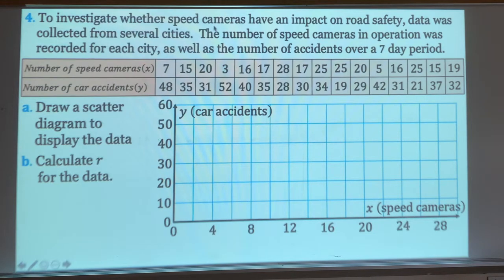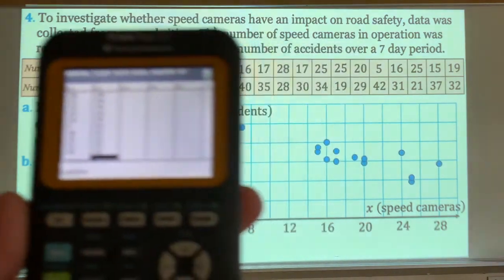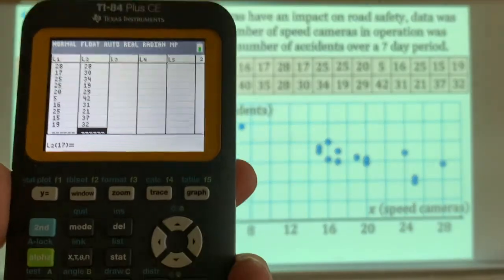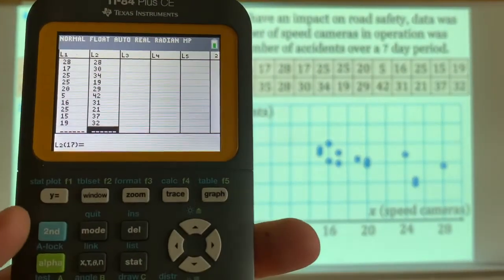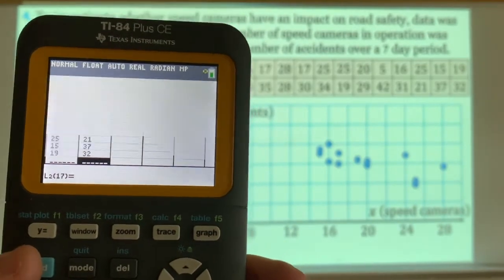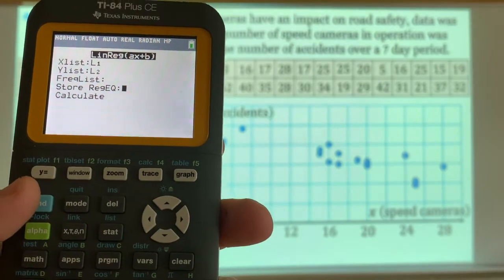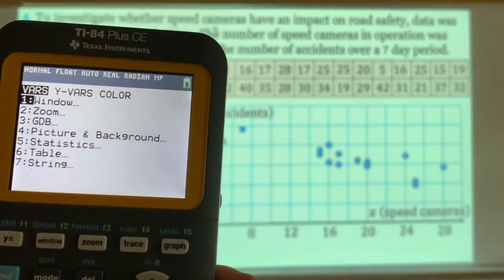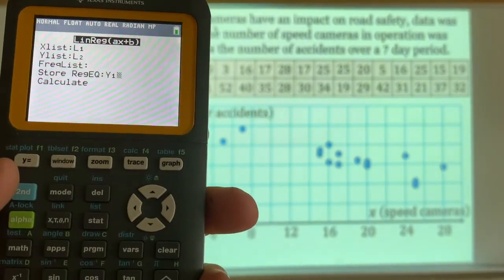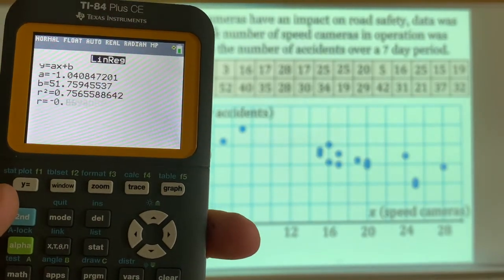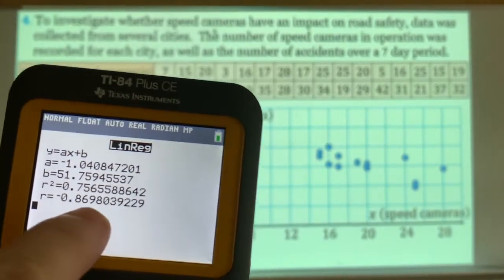All right, so we're going to draw the scatter diagram. That's what your scatter diagram should look like, with all the points. Notice it's trending downwards. I have all my information in here, so I'm going to check my scatter diagram with this. The way I do that, I go to Stat, Calc, linear regression, and when I store, I hit Vars, Y-Vars, Function, Y1. Then we could calculate r.